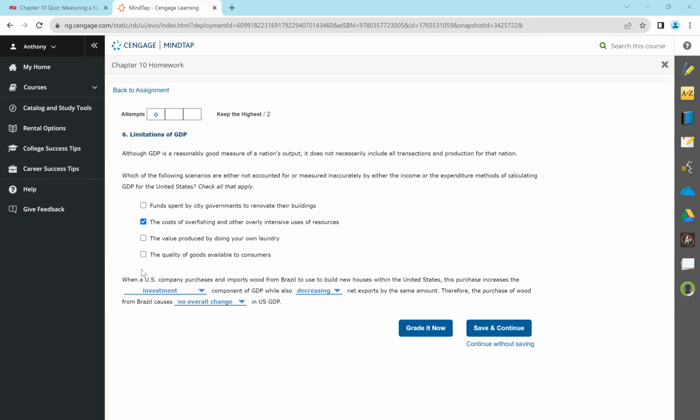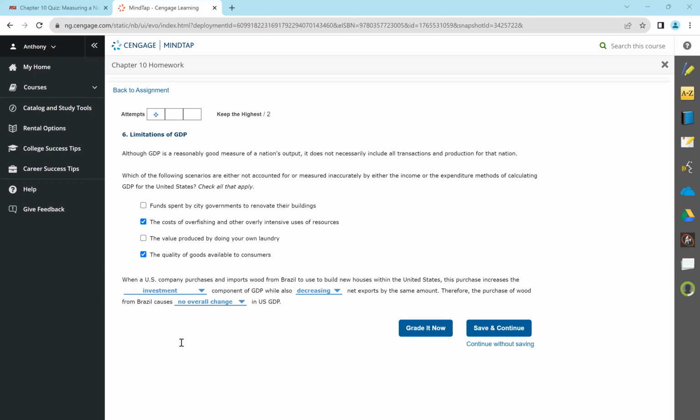GDP excludes overfishing, the import and sale of illegal drugs from South America, the variety of goods available to customers. I guess we'll say the quality. I don't know if I like that or not. Quality or variety is not included. Yeah, okay. When U.S. imports per the scenario, investments rise and decreases. Okay, that's what we have.